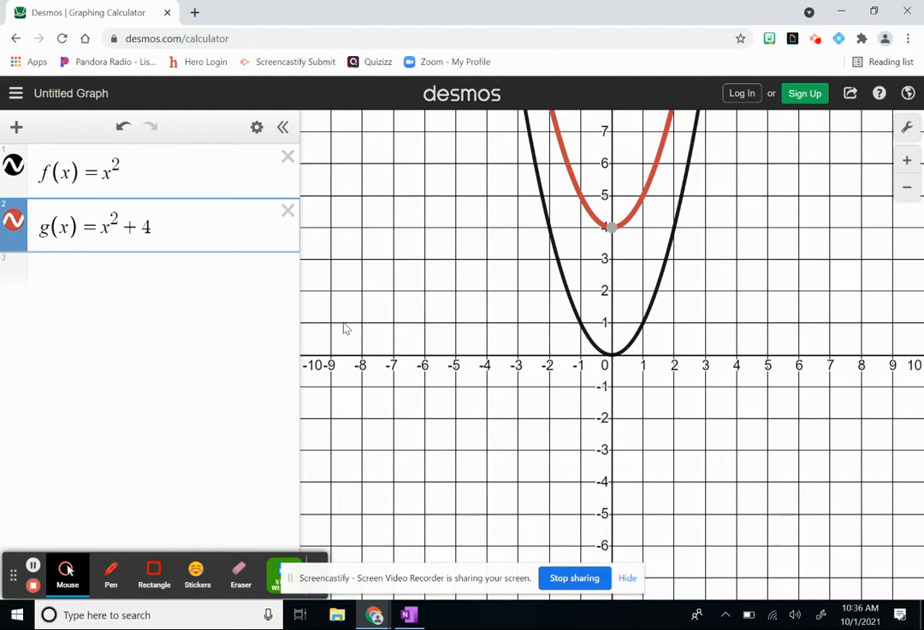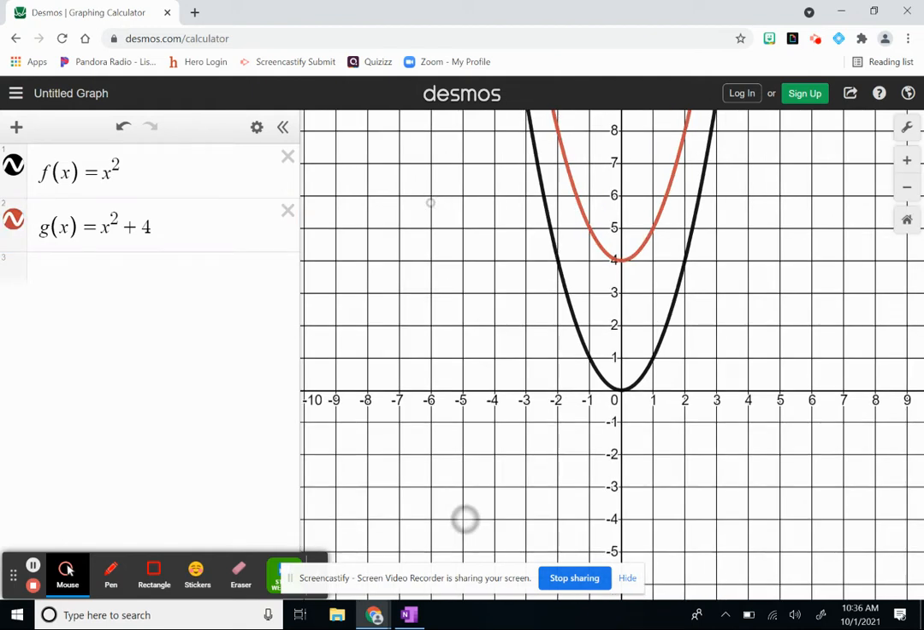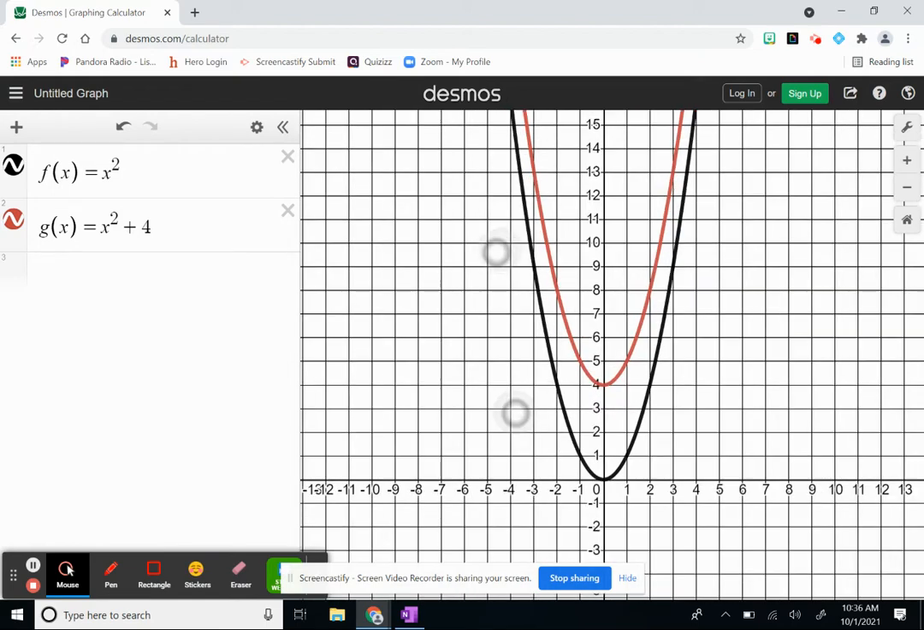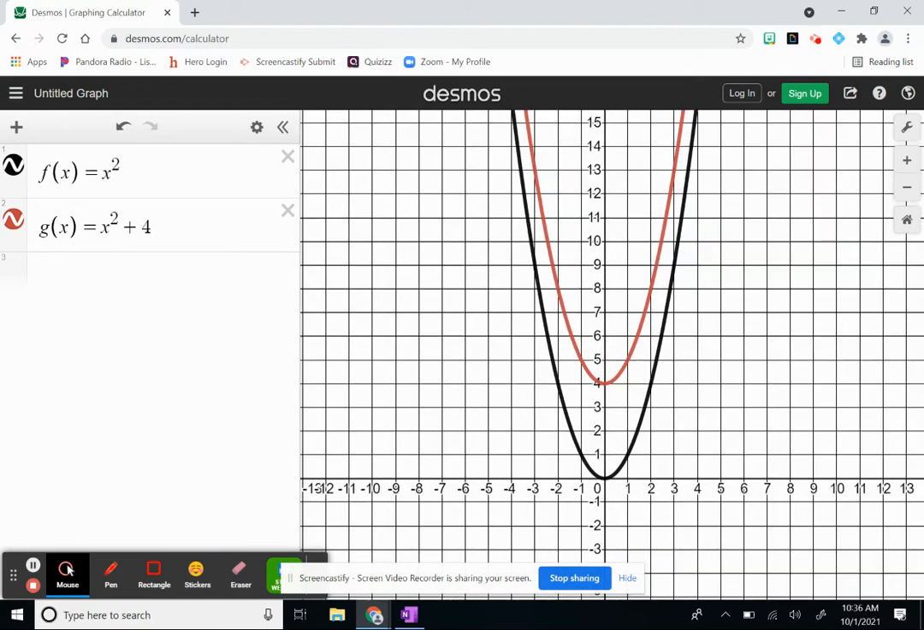So hopefully you can kind of notice, and maybe if I move the screen around a little bit, it might be a little easier. Oh, there's a delay. Okay, stop. So my parent function crosses the origin at 0, 0. That's where my vertex is. And now I just have a vertex at 0, 4. So I've taken the whole graph and I've shifted it up 4. So if I add a number or I subtract a number on the outside, it's going to shift it vertically.